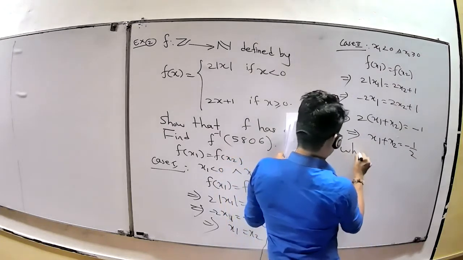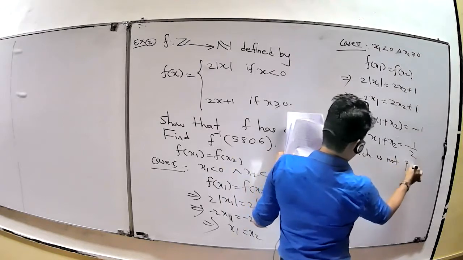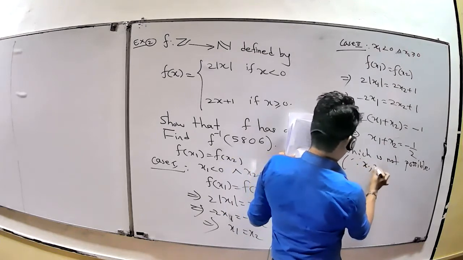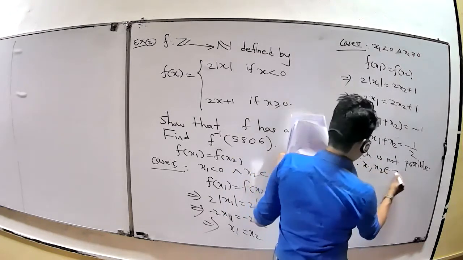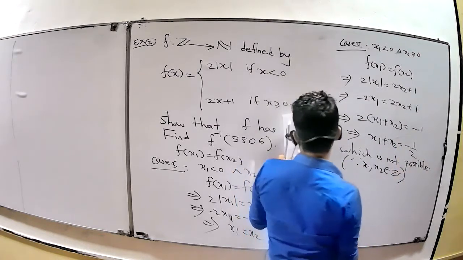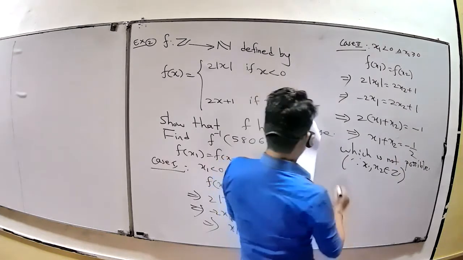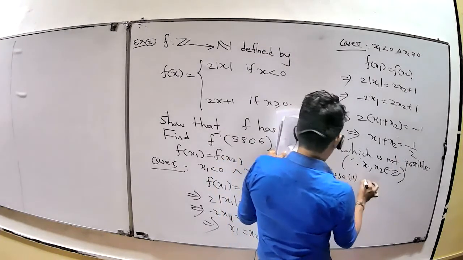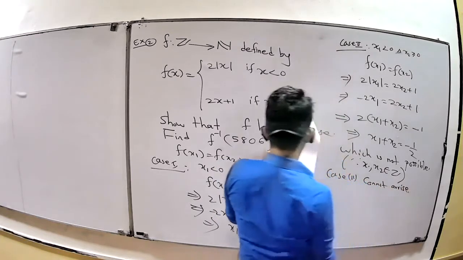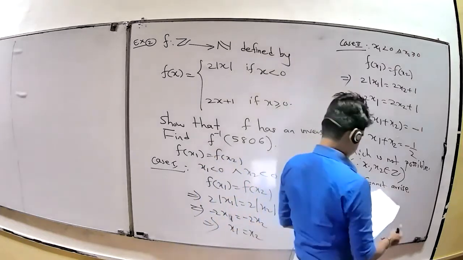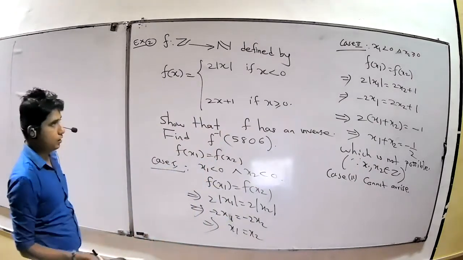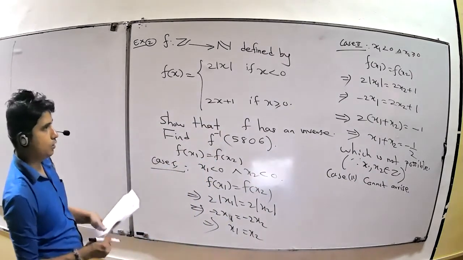which is not possible. Why? Because here x1, x2 belong to the integer numbers. Therefore, how could we get this fraction number by adding integers? Therefore, case 2 cannot arise. Therefore, the second case is not possible. Suppose x1 less than 0 and x2 greater than or equal to 0, not possible.